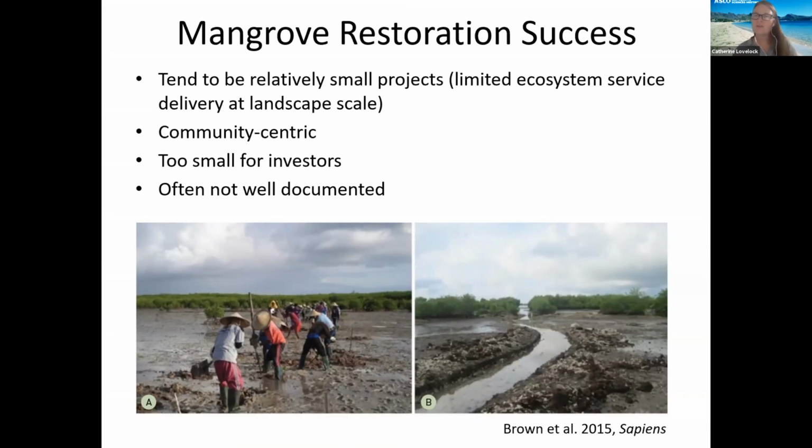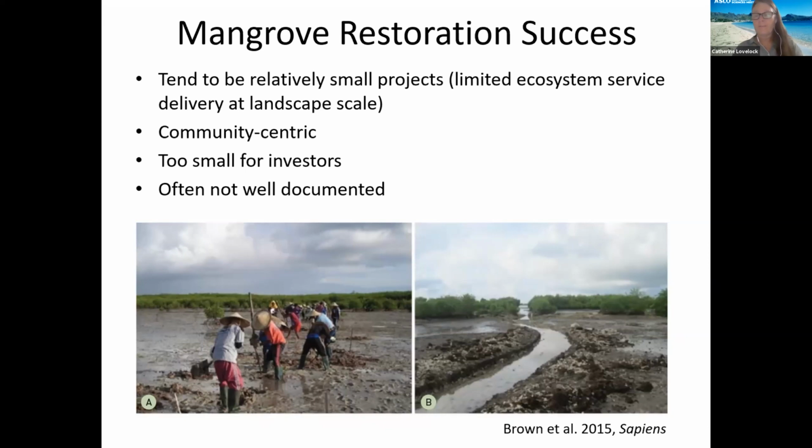They tend to be community-centric. So this picture I've got below is a small community restoration of shrimp ponds back to mangroves, where the community members are actually digging out tidal creeks to increase the hydrological connection of the tide with the intertidal zone. They're often really too small for investors to see, right? If we're going to try and put more financial resources into these kinds of projects, then small ones are really difficult for large investors. And these ones are often not well documented, right?